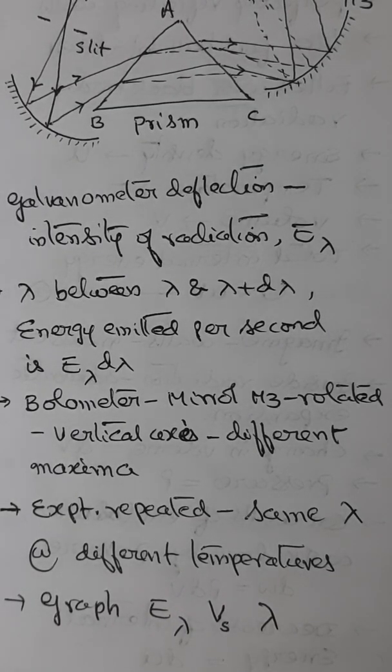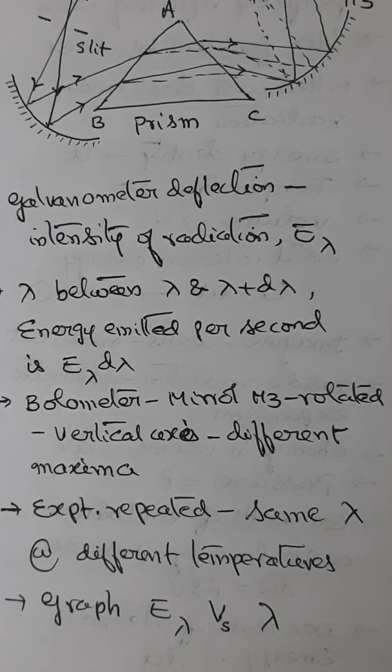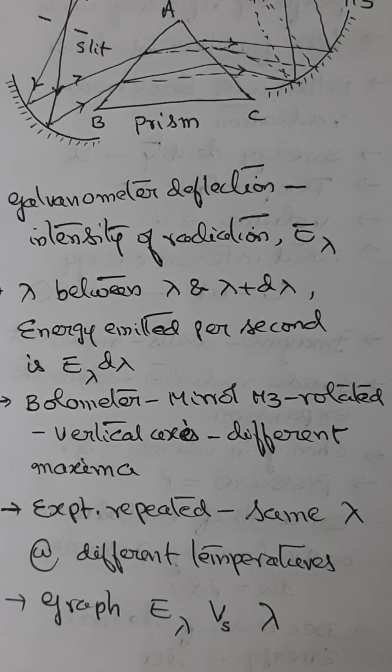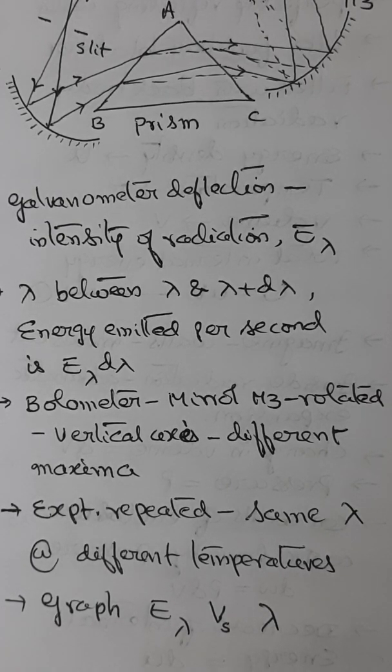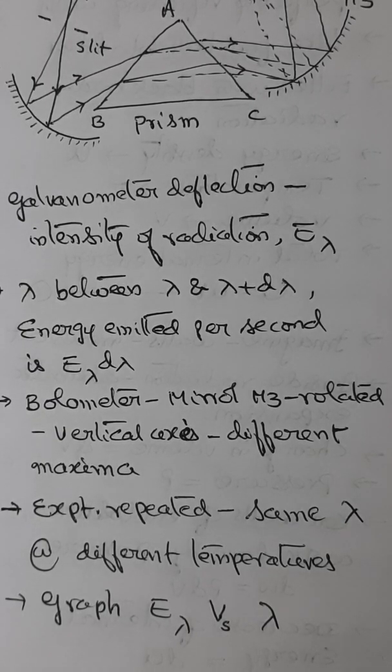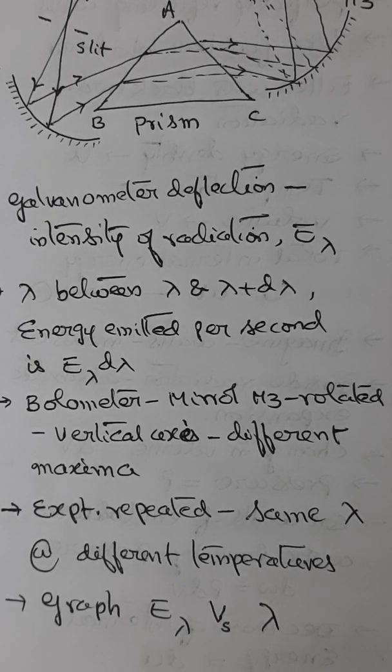I told you that the deflection produced in the galvanometer gives the intensity of radiation represented as E lambda. What is the intensity of radiation? It is defined such that the quantity E lambda d lambda is the energy for wavelengths lying between lambda and lambda plus d lambda, that is getting emitted per second per unit surface area of the black body. So the wavelengths at different parts of the spectrum can be calculated by the prism dispersion formula.